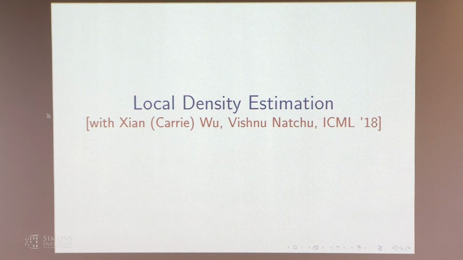In the last few minutes, let me tell you about yet another piece of work where we used this idea of locality sensitive hashing as an important sampling facilitator. This was work with Carrie Wu and Vishnu Nachu, and this appeared at ICML 2018. So this is a slightly more practical paper. I'll tell you about the problem, and what is different about what we did here relative to the other things that we've seen. That's the main thing I want to convey.